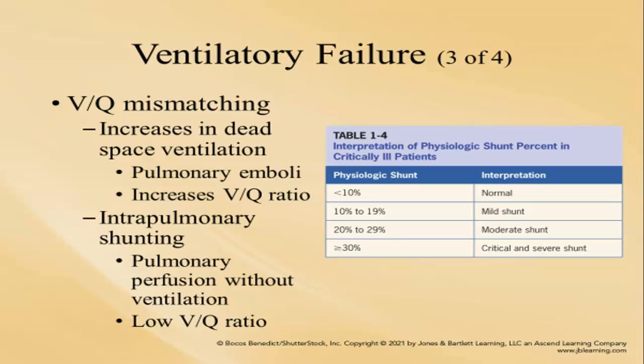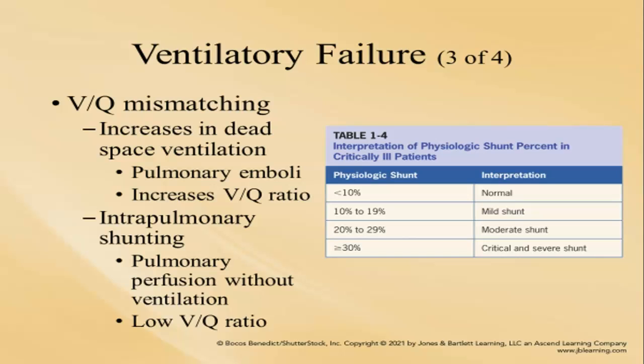So I hope that helps a little bit. They are both VQ mismatches, but a small VQ mismatch, that's what we call a VQ mismatch. And your book classifies it that way, that depending on your AA gradient, that's just considered a VQ mismatch. But when it gets to be severe, then we call it a shunt. So you can think of it in terms of that as well.